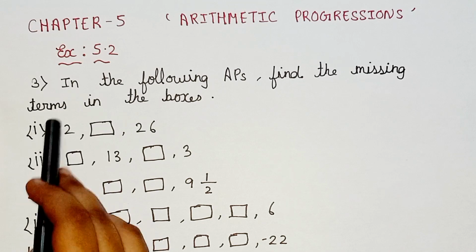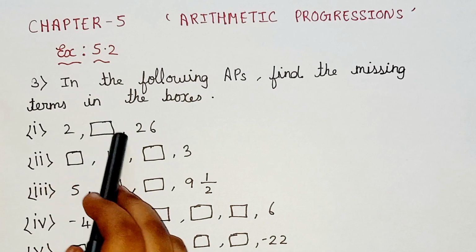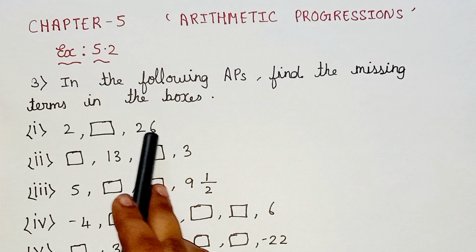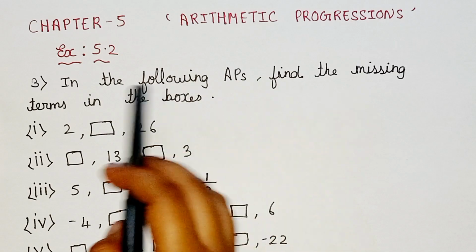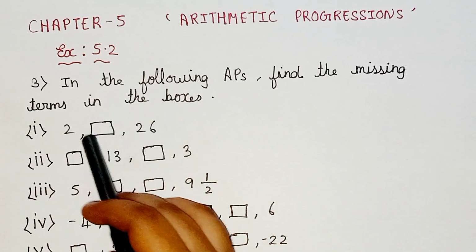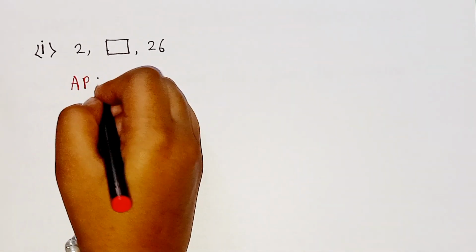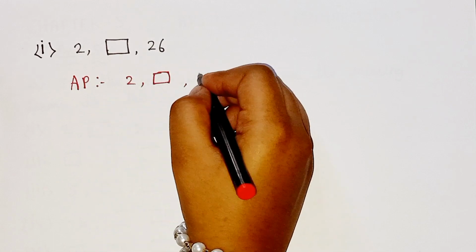So here we have the first subdivision. For that we have 2 comma box comma 26, okay. So here actually this is an AP, okay, but here we don't know the value, okay. So that's why we are supposed to find the missing terms in the boxes, okay. So now I am gonna solve the first subdivision. Alright guys, so here since you guys know, actually this is an AP, isn't it? So I'll write AP 2 comma, we don't know this value, and 26.